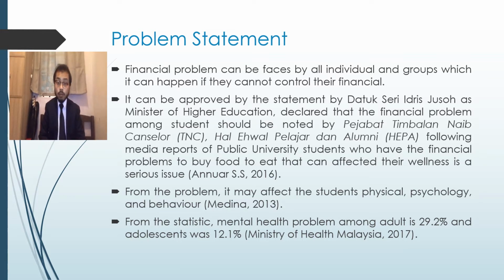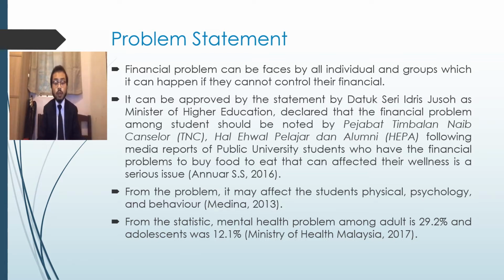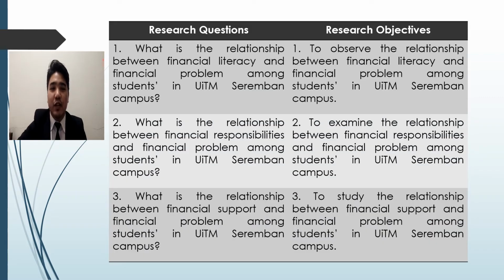From the problem, it can affect the physical, psychological and behavior of these students. From the statistics that we gained from the Ministry of Health Malaysia, we found out that mental health problem amongst adults is 29.2% and for teenagers is 12.1%. This shows psychological health in Malaysia should be given full attention and we need to find a solution for this problem. Next, we will move to our research question and research objective.